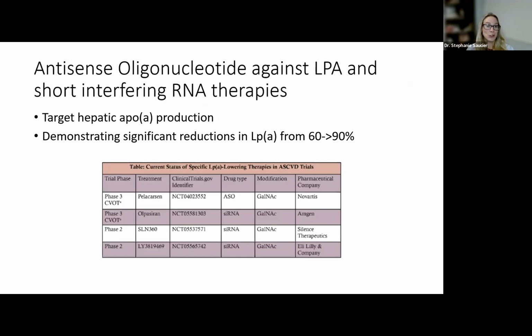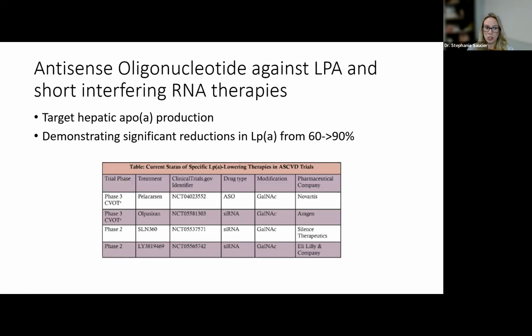Now, what about these new drugs that are currently being tried and are in phase 3 clinical trials right now? So we have the antisense oligonucleotide against Lp(a), and we also have a short interfering RNA therapy. These target hepatic ApoA production, and they have demonstrated significant reductions in Lp(a), anywhere from 60 to 90%. Currently, there are 2 drugs in phase 3 clinical trials, pelacarsen and olpasiran. Pelacarsen is an antisense oligonucleotide against LPA, and olpasiran is the siRNA therapy.